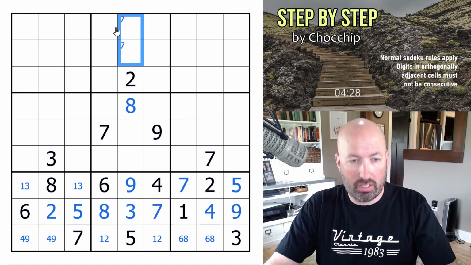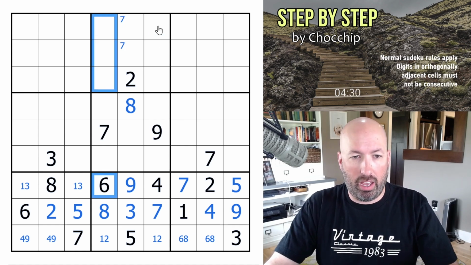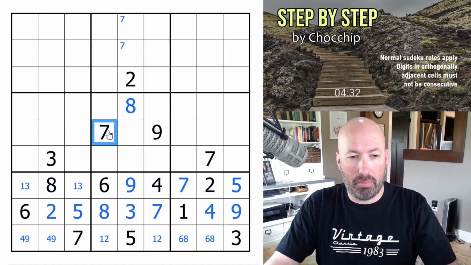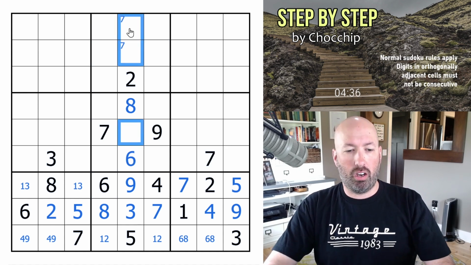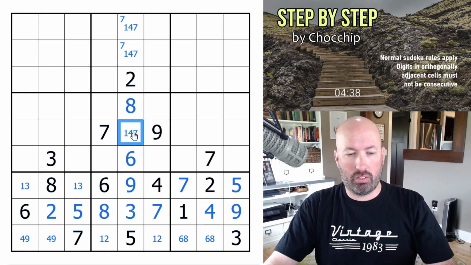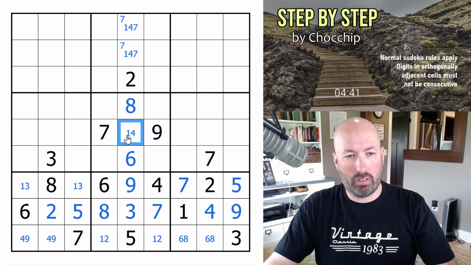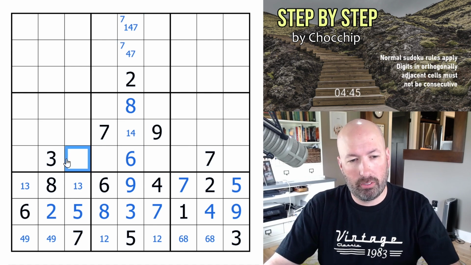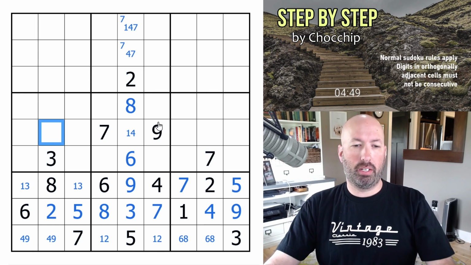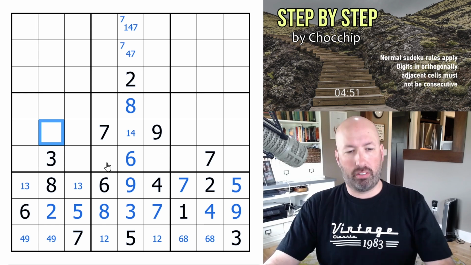So the 6, which is not in here because of that, has to be over here, which means there's a 6 in the middle and it can't be next to the 7. This is a 6. So these are 1, 4, and 7. We know this one is not the 7. It could be a 1 or a 4. This one can't be a 1 next to the 2. But that's all we know there.